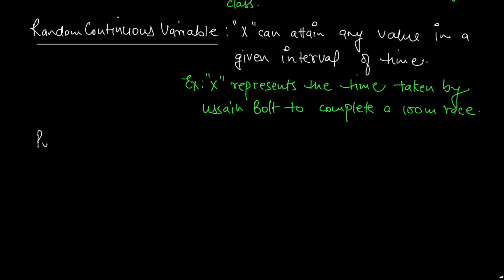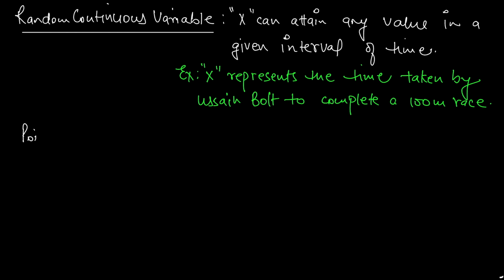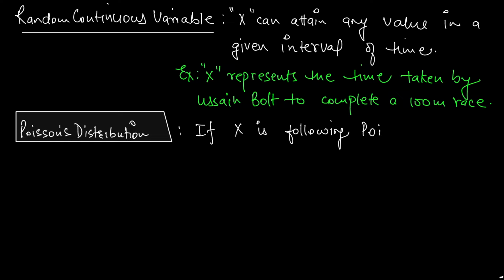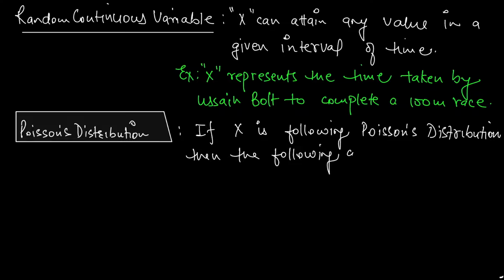Now we are talking about Poisson distribution. What is meant by Poisson's distribution? This is our heading to understand now. If x is following Poisson distribution, then the following conditions must be fulfilled.